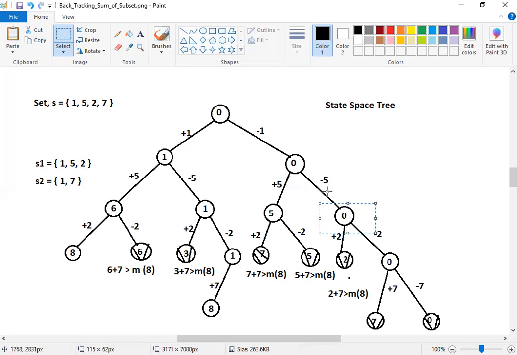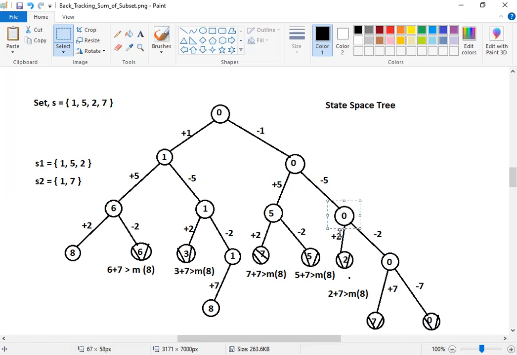The remaining elements in the set are 2 and 7. Now I need to figure out whether there exists any subset that will give the total sum as the value 8. Okay, the next element here is 2. So now here I will try to include 2.